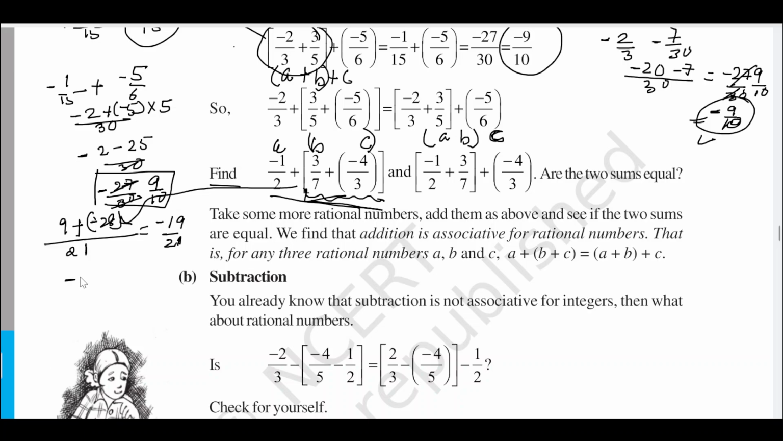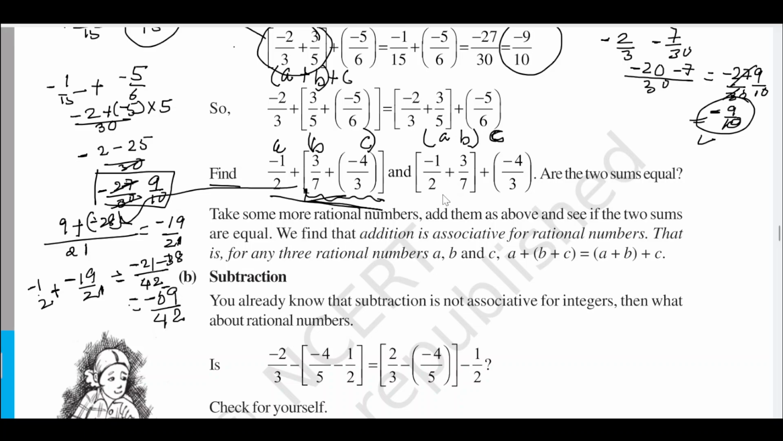After that, this minus 19 by 21 is going to be added to minus 1 by 2. Okay, so the LCM will be 42. So minus 21 minus 38. Next we will have minus 59 by 42. Minus 59 by 42.